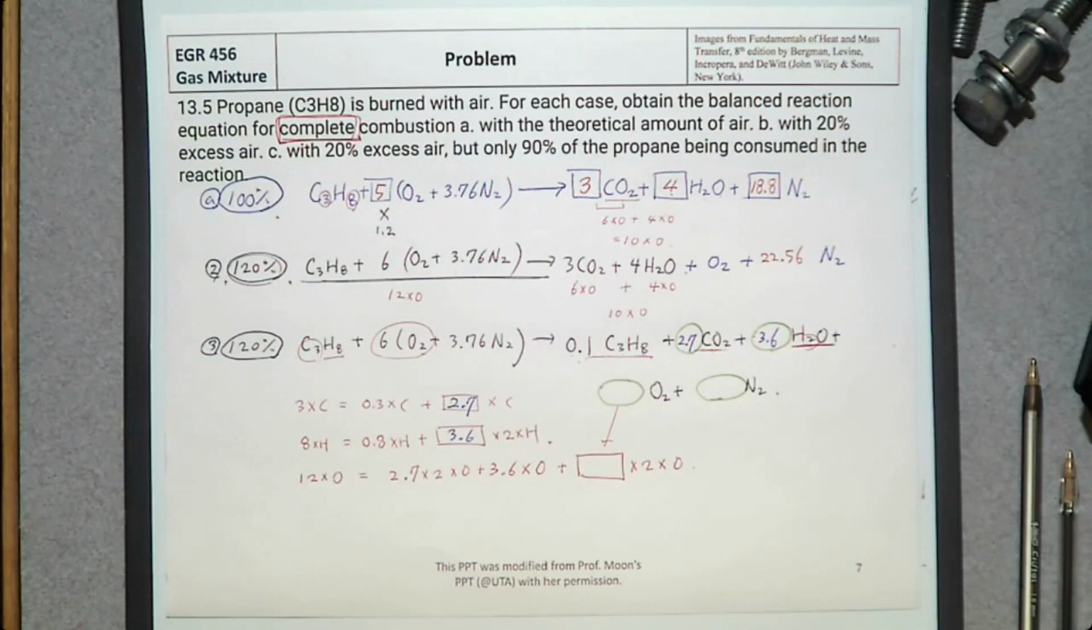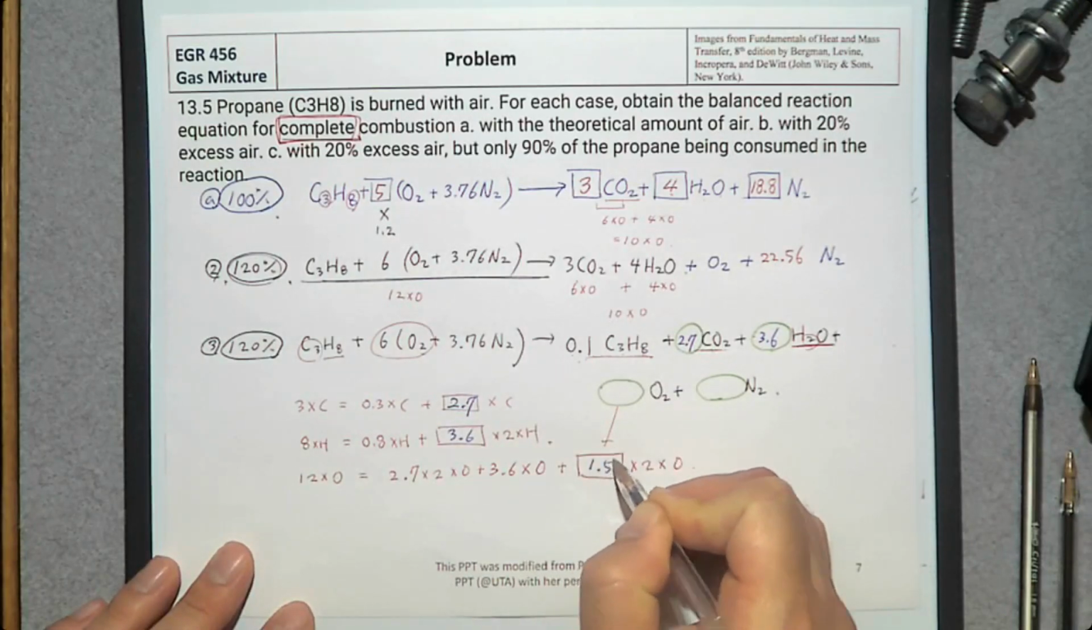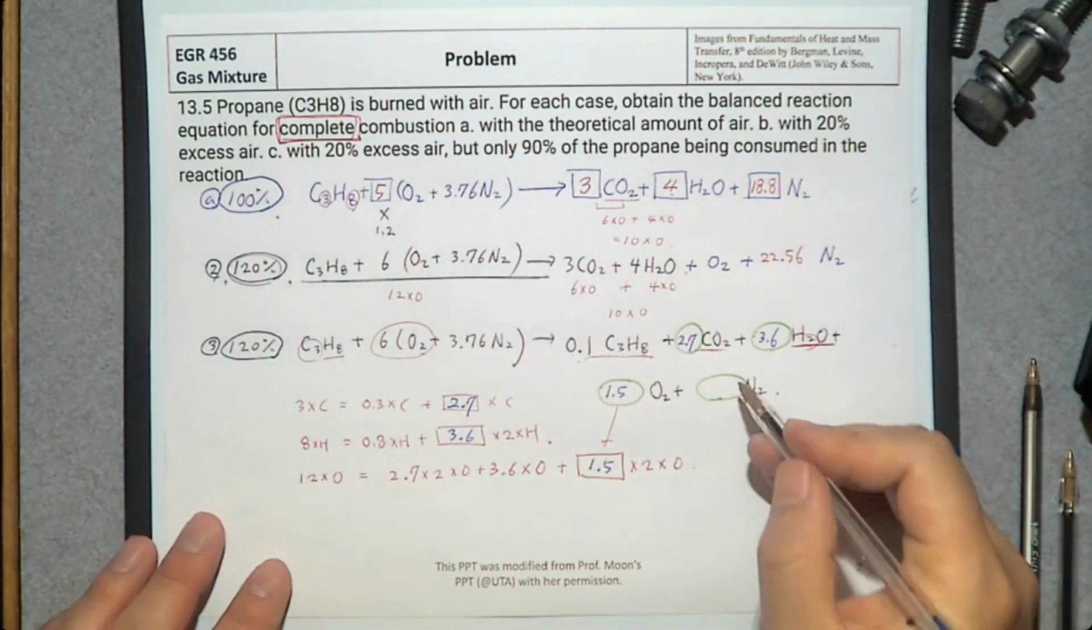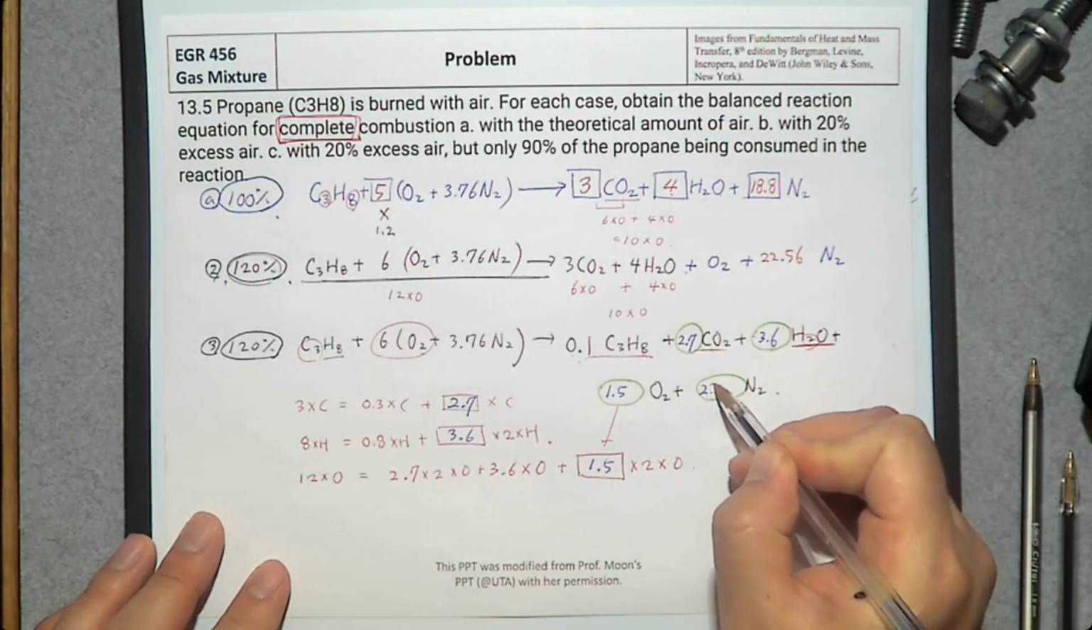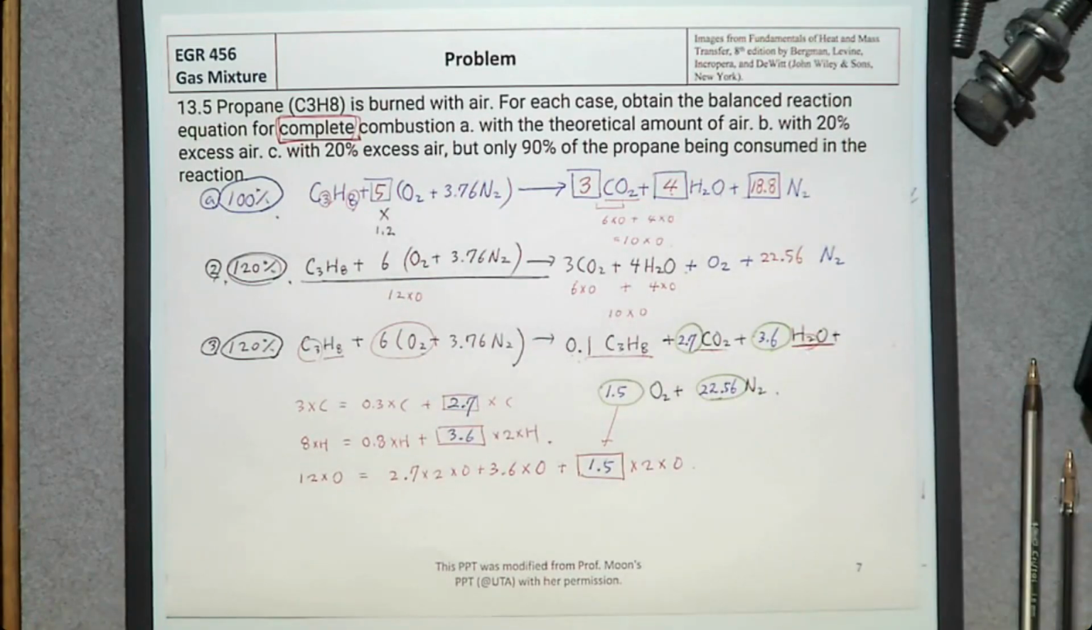Where is it? 1.5. What about nitrogen? The number of moles of nitrogen does not change, because nitrogen is not going to react in this combustion process. So that's how you determine the balanced reaction equation for A, B, C.